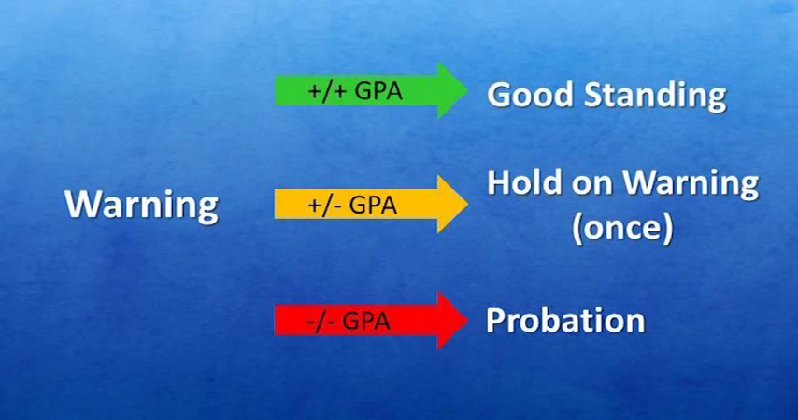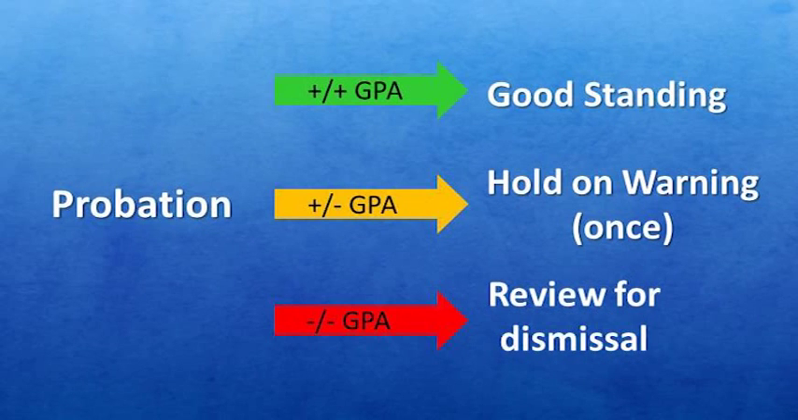While on warning, if only one of your GPAs falls below 2, you may be held on warning for an extra term. If both GPAs fall below 2, you will be placed on probation. While on probation, if only one of your GPAs falls below 2, you may be held on probation for an extra term. If both GPAs fall below 2, the Academic Review Committee will consider you for dismissal from the university. Criteria for probation can be found in the Academic Success Center or on our website.